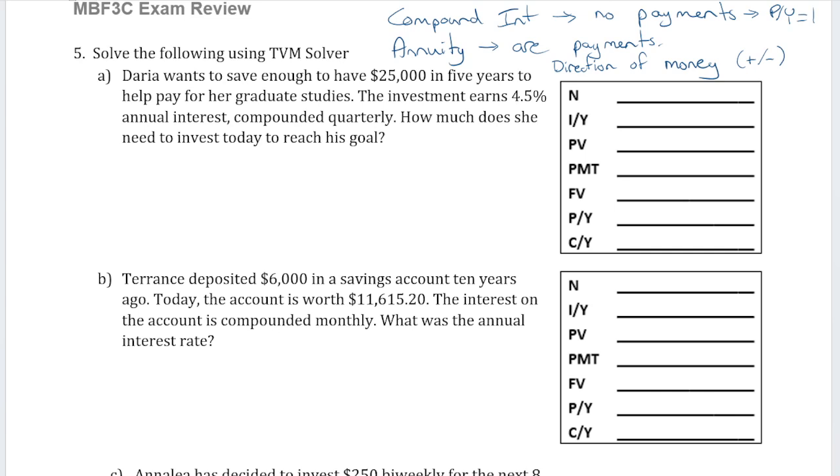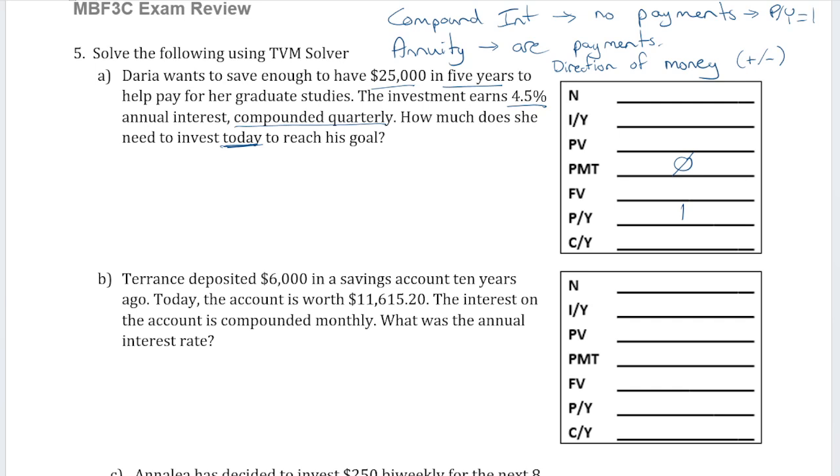So let's go. Daria wants to save enough to have $25,000 in 5 years to help pay for her graduate studies. She found an investment that earns 4.5% compounded quarterly. How much does she need to invest today to reach this goal? So invest today. There's nothing about payments, so there's nothing about things happening every month or every week or every year. It's just money today gives us money in 5 years. So this is a compound interest problem. So payment is 0, P over Y is 1. Easy peasy.